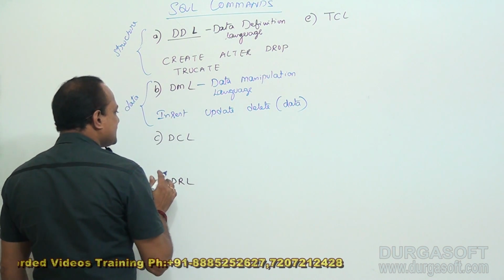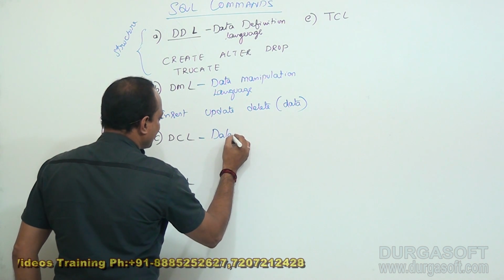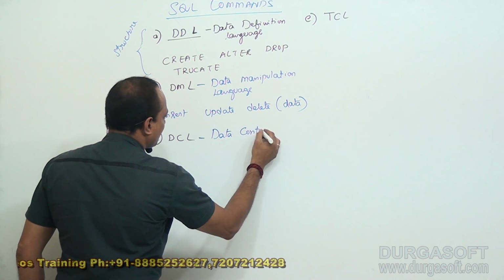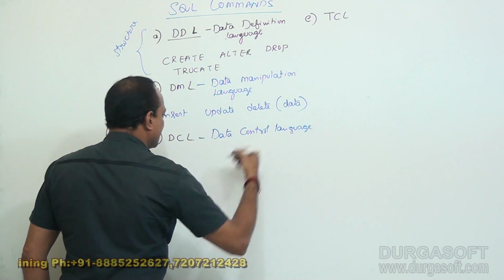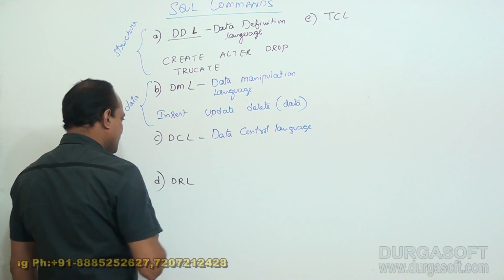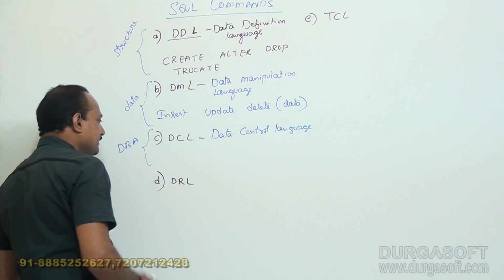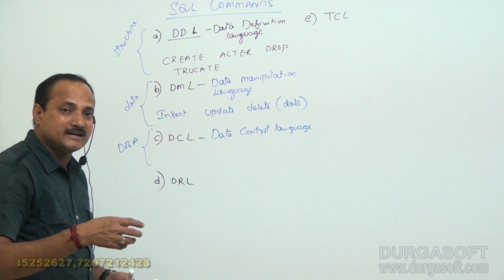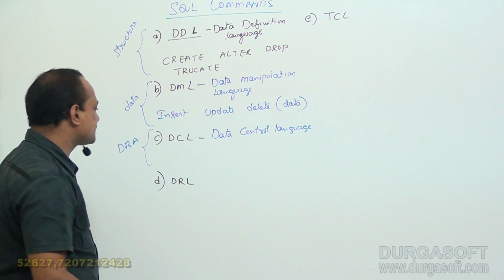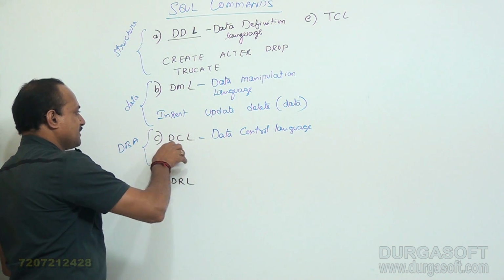And see, the DCL category. What is DCL? Data control language commands. These commands are related to the DBA. Each and every category is meant for one purpose. That is, DCL commands are the ones used by the DBA.